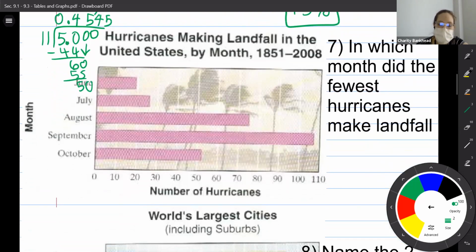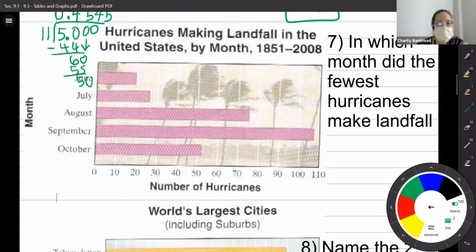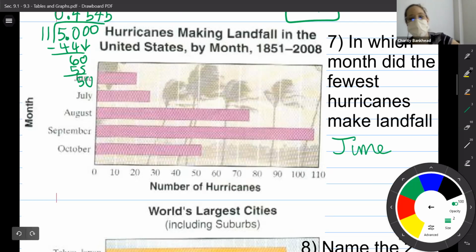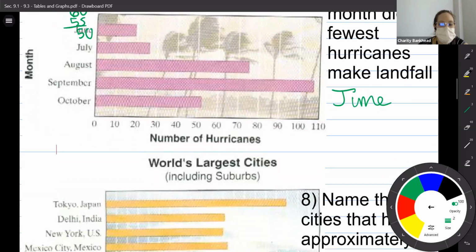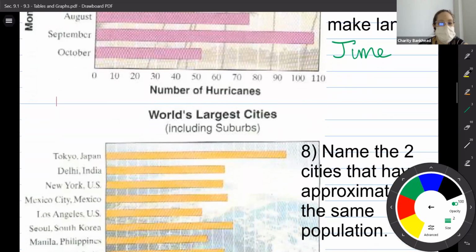Okay, so next we're looking at a bar graph representing the number of hurricanes making landfall in the US by month. All right. In which month did the fewest hurricanes make landfall? So just look for the shortest bar. So that would be June. Okay, easy peasy. So that's the only question for that graph.